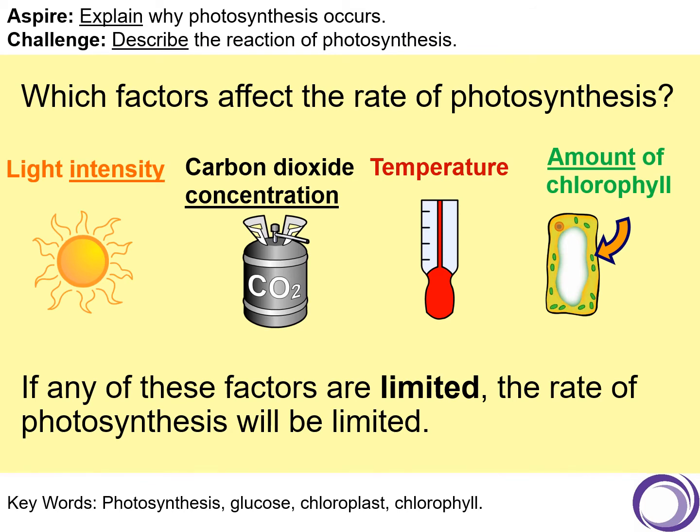So now we need to talk about what factors affect the rate of photosynthesis. So what factors affect how fast photosynthesis is occurring inside a plant. And the factors that affect the rate of photosynthesis are light intensity, carbon dioxide concentration, the temperature, and the amount of chlorophyll that is present in the cells. Now, if any of these factors are limited, it will limit the rate of photosynthesis. So that's an important thing to know.